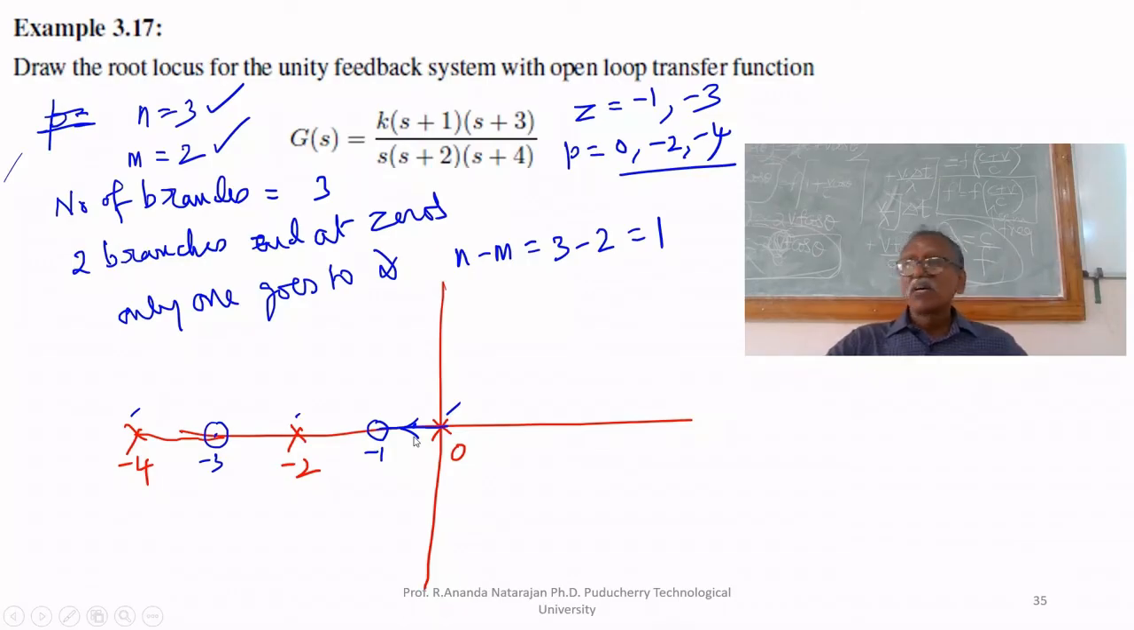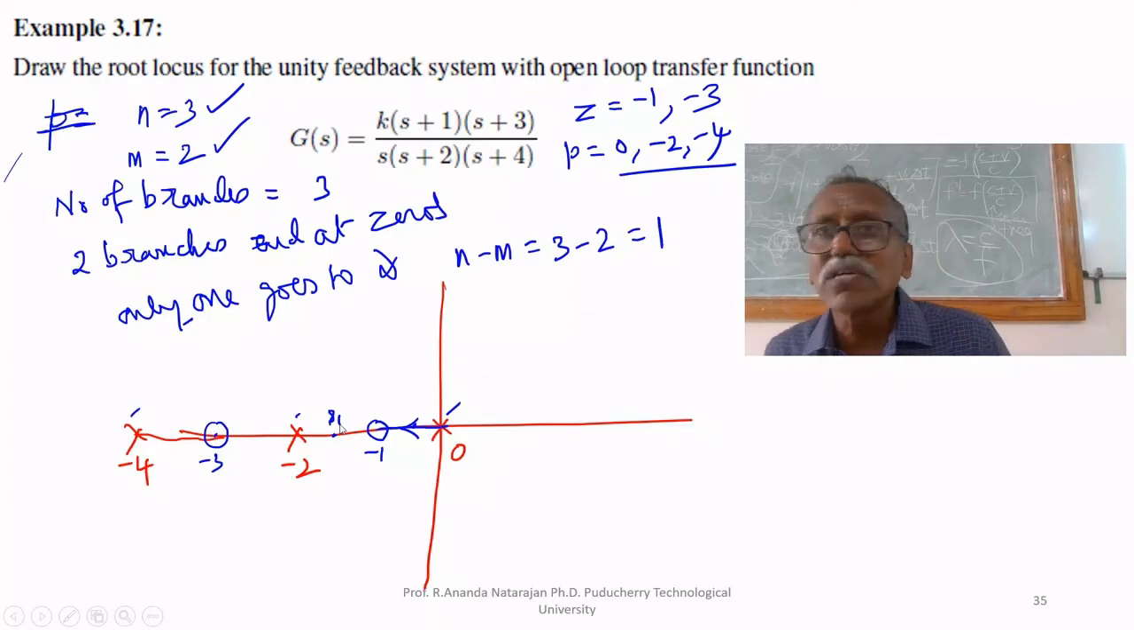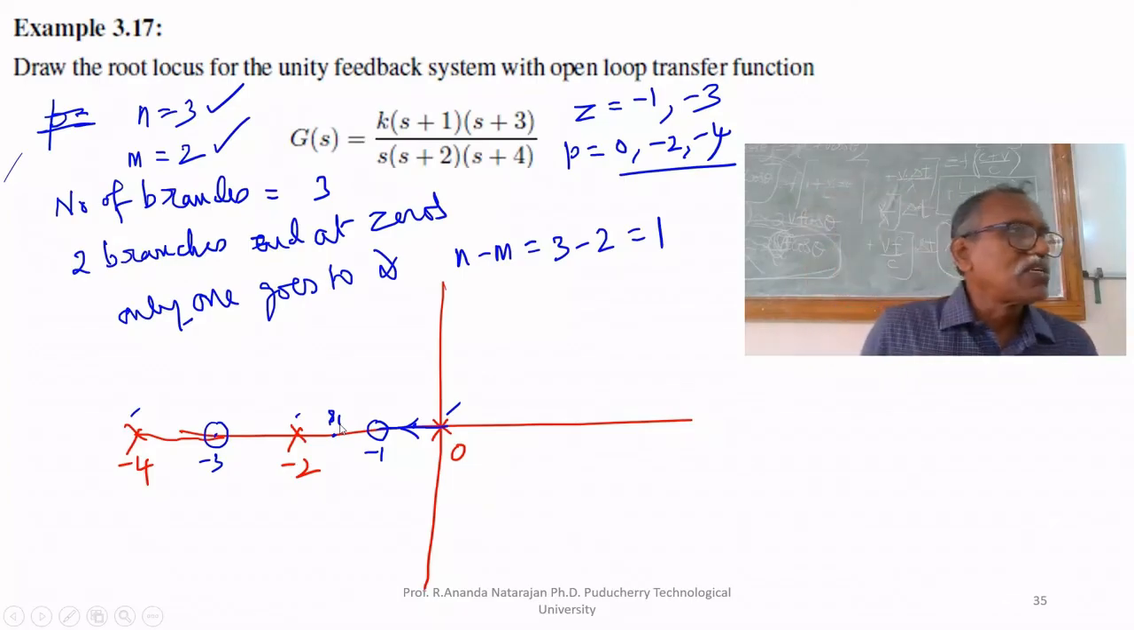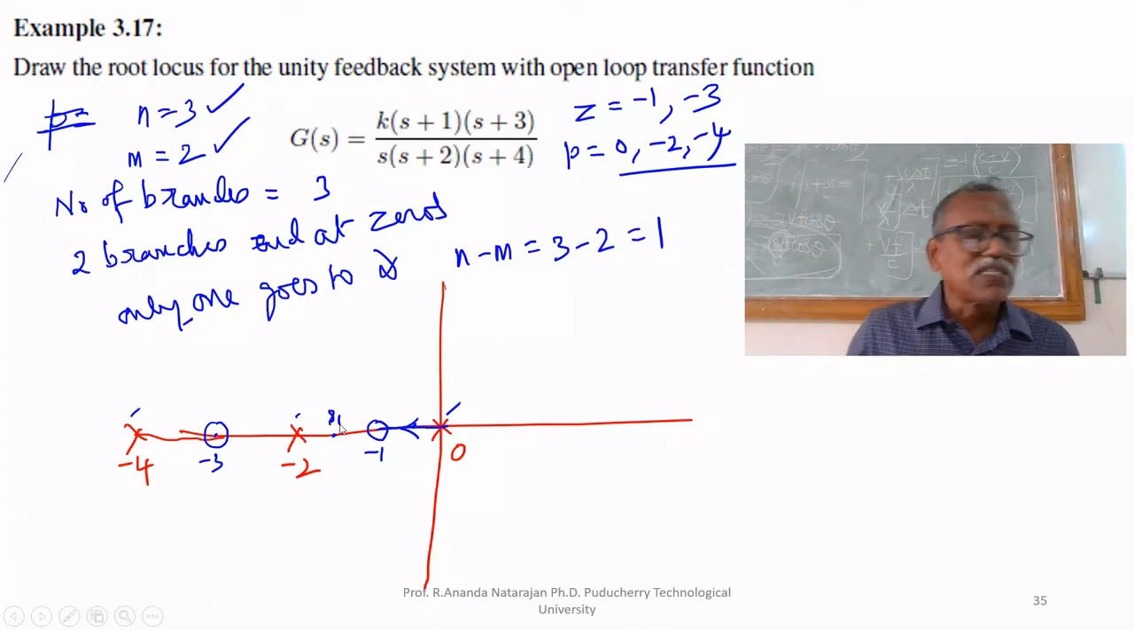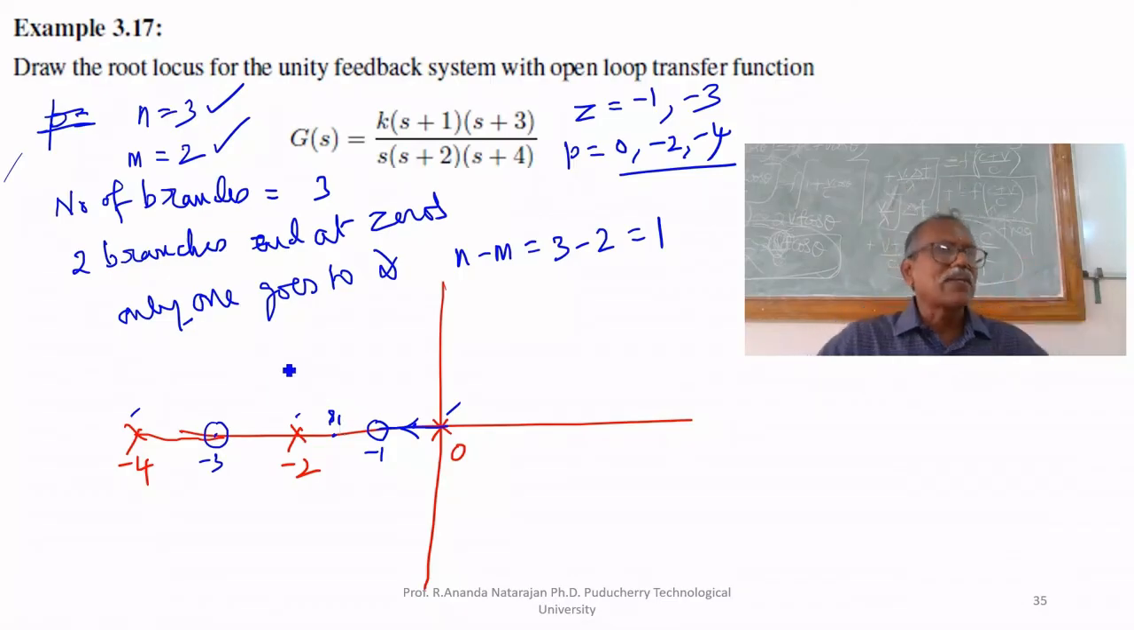Between minus 1 and minus 2, no, it is not part of the root locus. Why? I am selecting a test point S1 between minus 1 and minus 2. To its right, how many poles and zeros? Even number of poles and zeros. Therefore, it is not part of the root locus on the real axis.